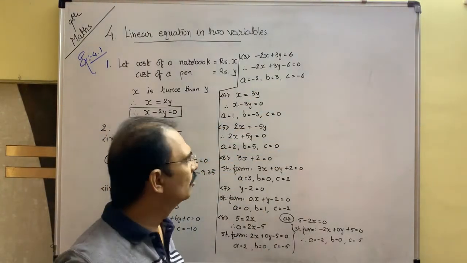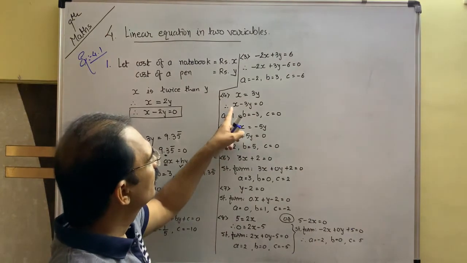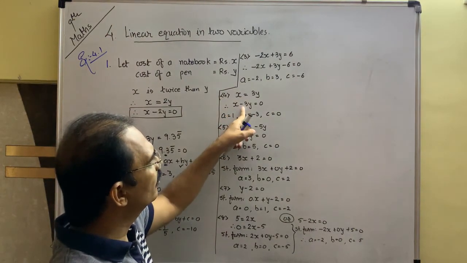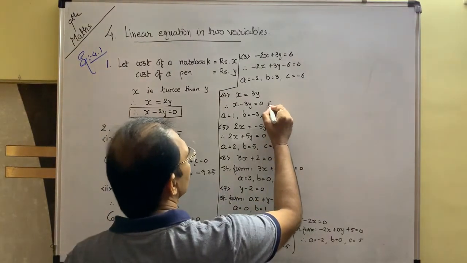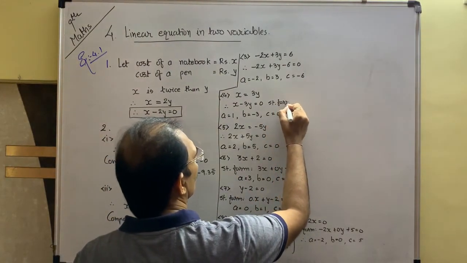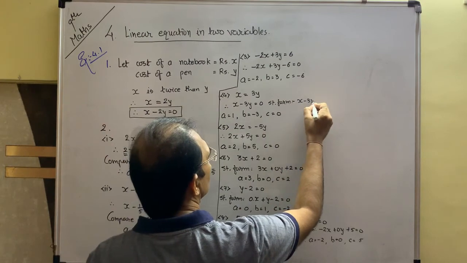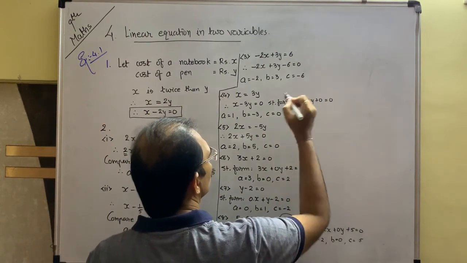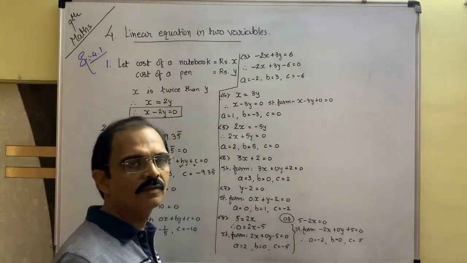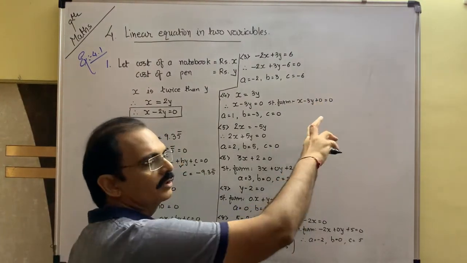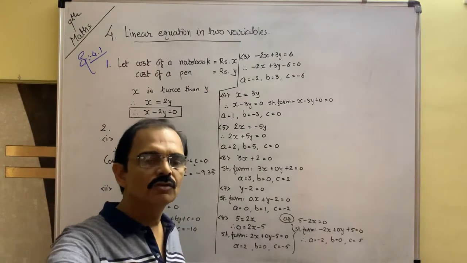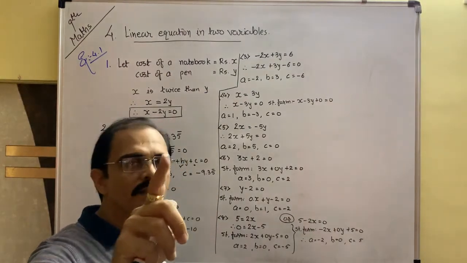This answer is also right. Similarly here, you can take minus x plus 3y. Okay, means standard form here, x minus 3y plus 0 equals to 0. Okay, in this way also you can write. You can change the sign also of all these 2 terms or 3 terms, then also your answer is right.